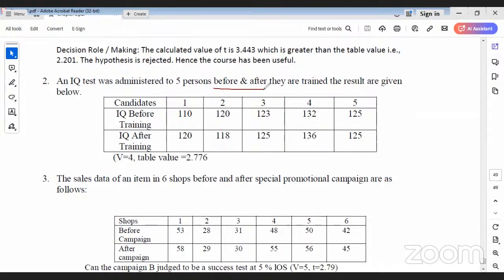Here, candidates 1, 2, 3, 4, 5. IQ before training, IQ after training. IQ before training: 110, 120, 123, 132, 125. IQ after training. Yes? This is the trend analysis formula. No, no, no. This is a t-test, not a formula. This is a question.